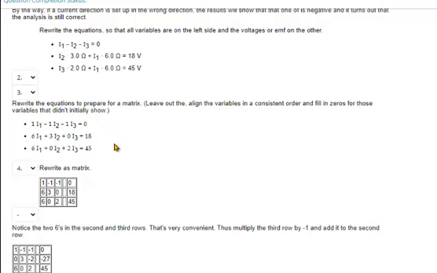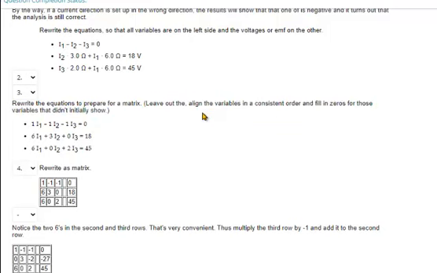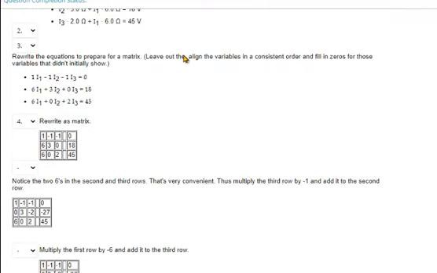One other thing to notice here, yeah, you don't notice any units here. I don't need them at this point anymore. In fact, here I need to fix this. Leave out the units. That's what it should say. Align the variables in a consistent order and fill in zeros for these variables that didn't initially show, which is exactly what I said. And I need to put in the word units right there. All right, I'm going to get the calculator.